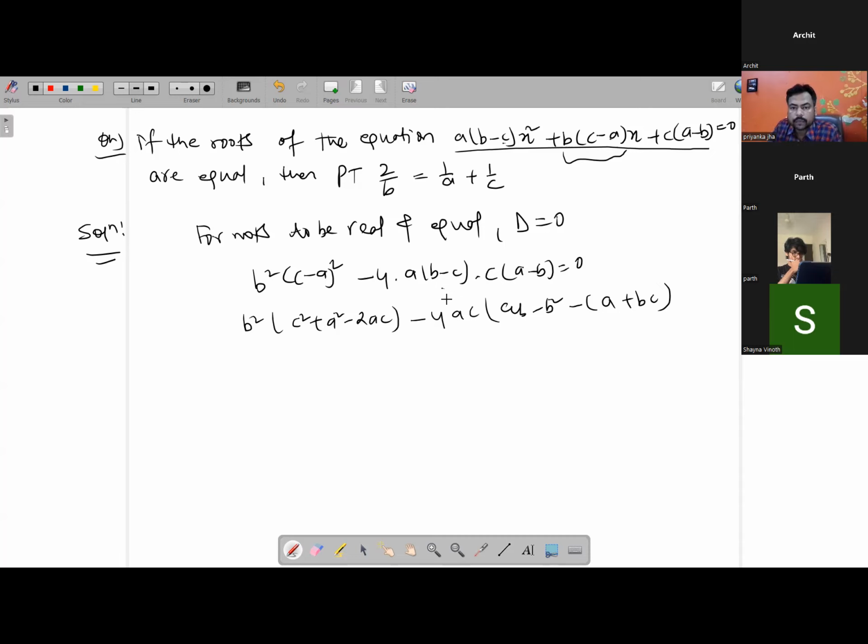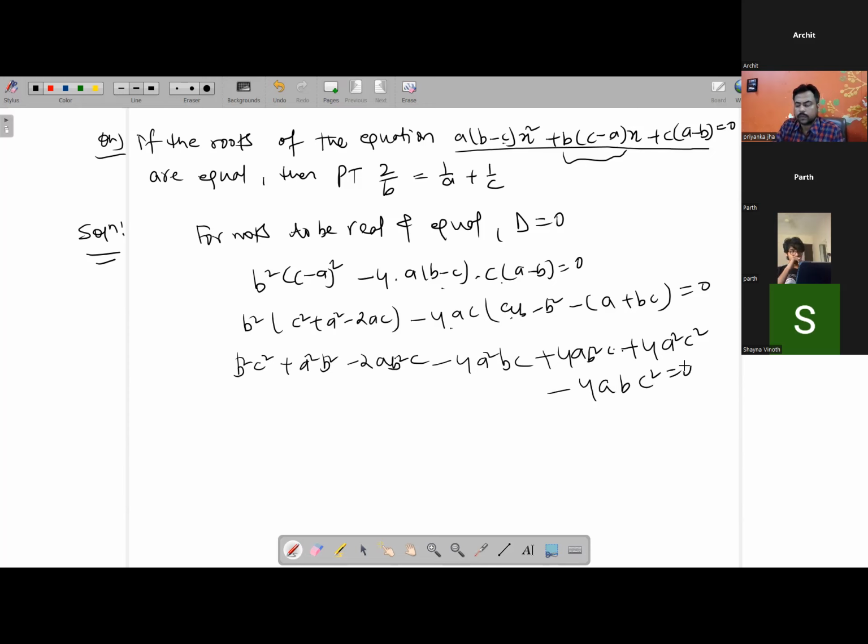That is ab minus b square minus ca plus bc. Equal to 0. Multiply this: b square c square plus a square b square minus 2a b square c, minus this into this, it will give you 4a square bc, minus 4a b square c plus 4a square c square minus 4abc square equal to 0.